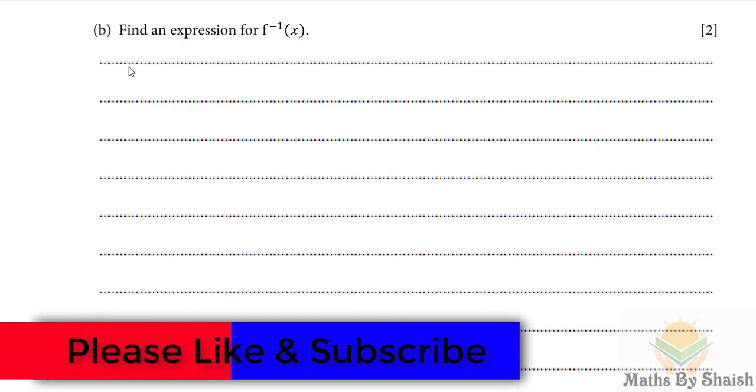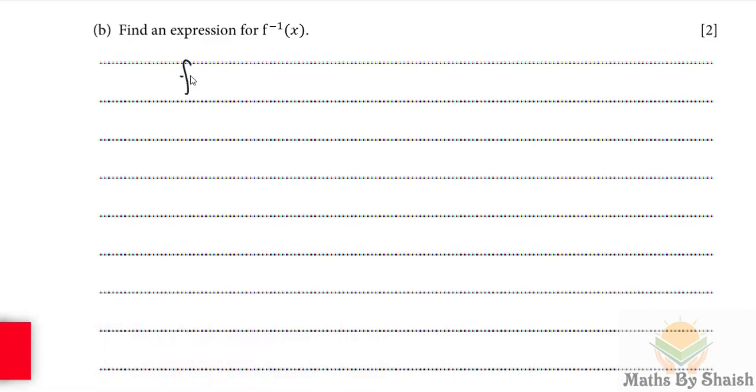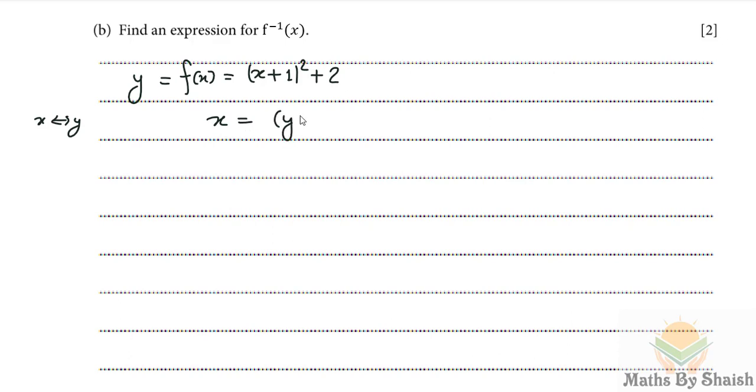Now here's the b part. Find an expression for f inverse x. From the first part we have seen that f(x) can be written as (x + 1) whole square plus 2. So from here we will first of all write f(x) as y. In order to find f inverse x, we'll follow the standard procedure: interchange x into y and y into x, and we'll get x equals (y + 1) whole square plus 2. And now we'll make y the subject, and at the last we'll replace y by f inverse x.